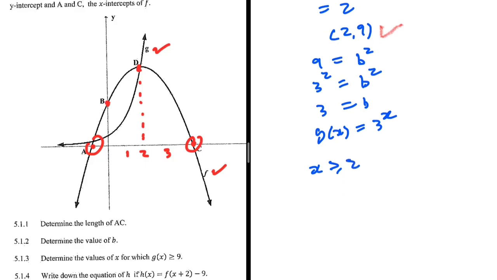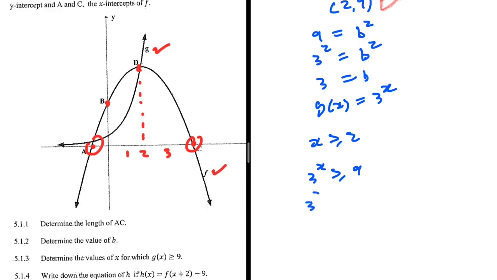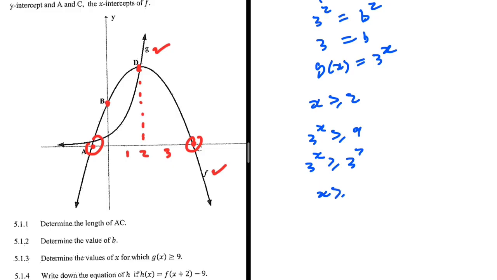I think we can also solve this one algebraically. Let's see if we can do that. 3 to the power x greater than or equal to 9. So 3 to the x greater than or equal to 3 to the 2. So x is greater than or equal to 2. Yeah, we can actually do this algebraically. But there we go. That is 5.1.3.